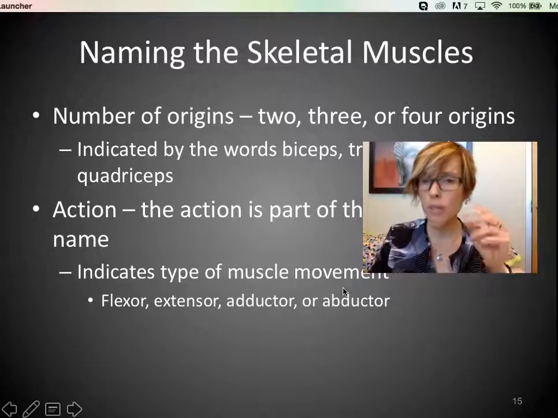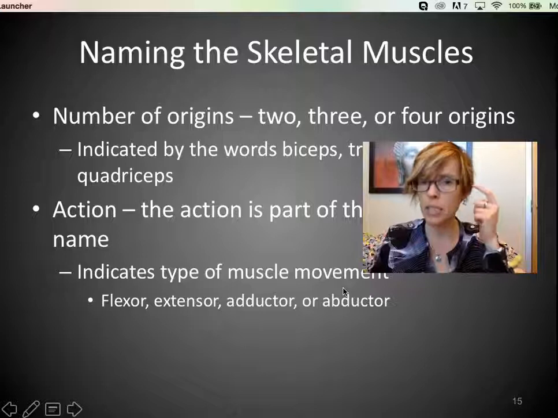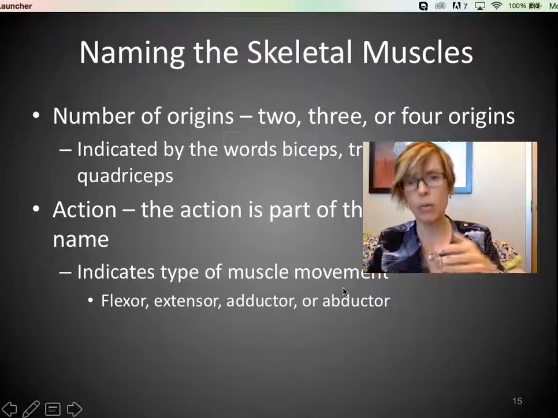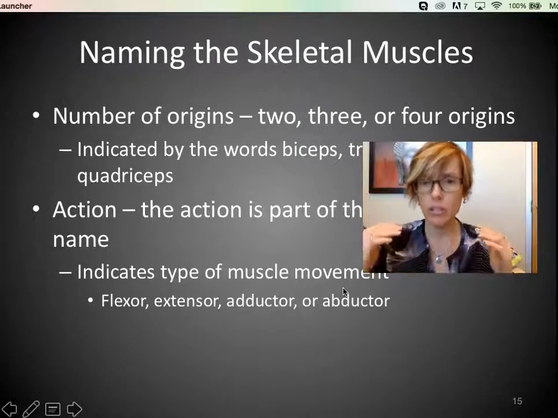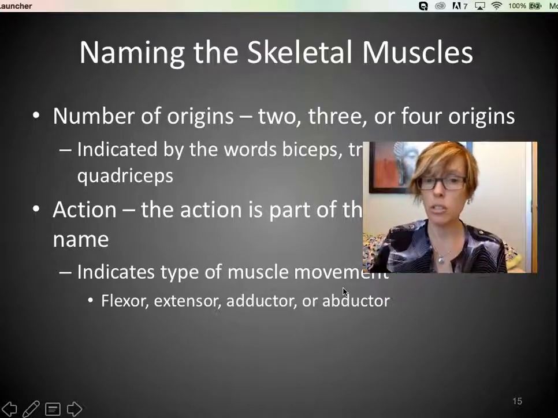Okay. So maybe try and pair some of these things up mentally. Name, action, name, origin, name, location. You know, just again, whatever you can to make it a little bit easier to memorize all these things.